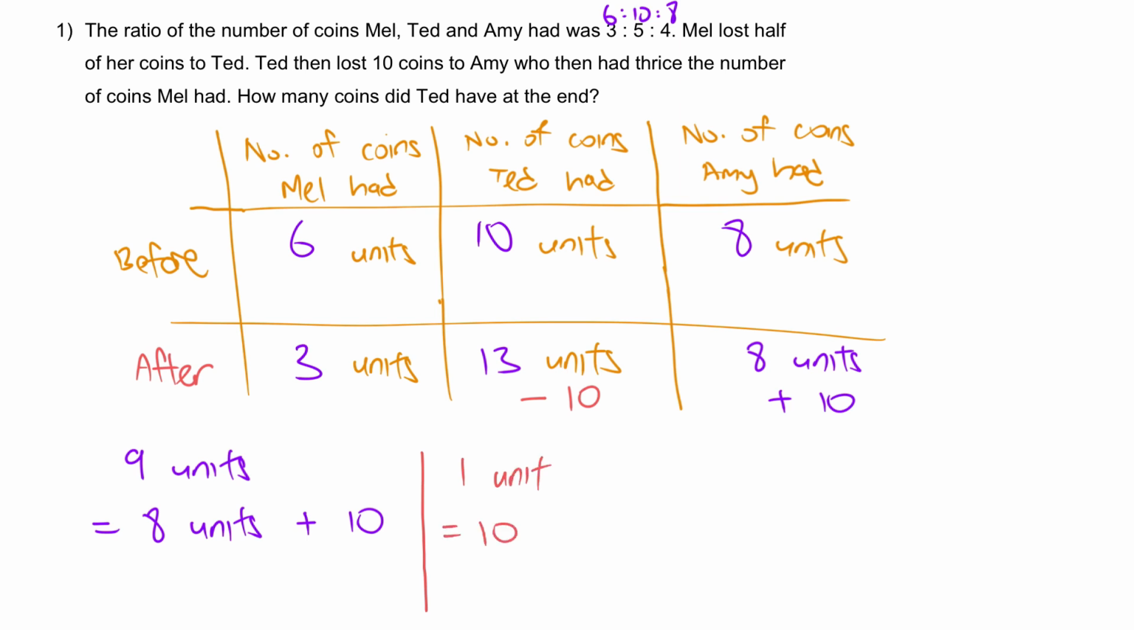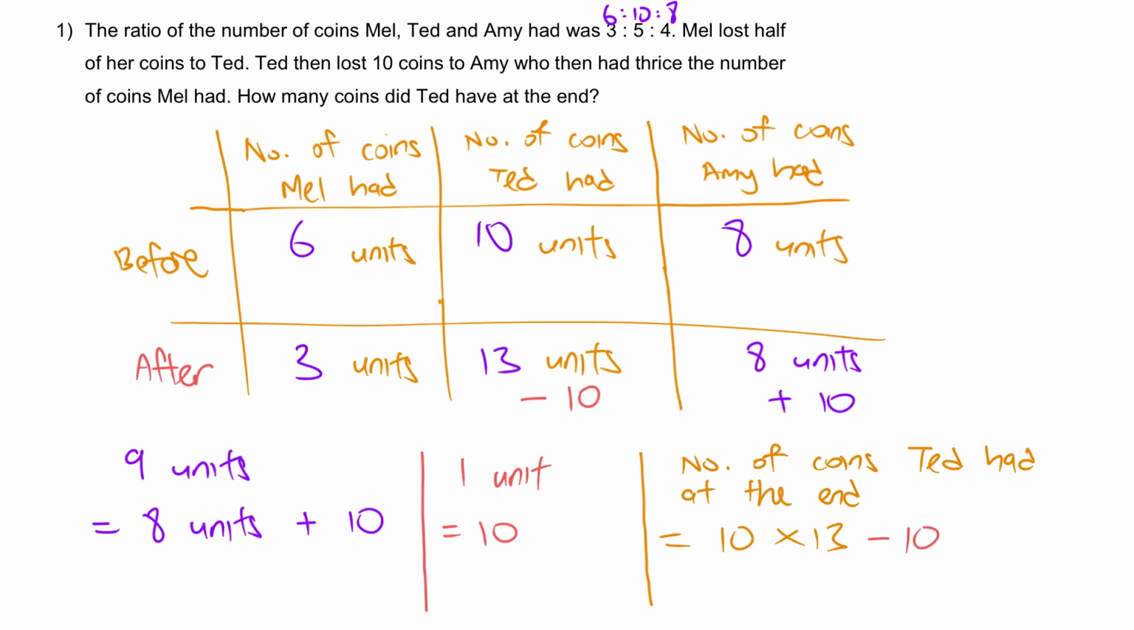From here, we can figure out the answer. How many coins did Ted have at the end? This. So, number of coins Ted had at the end, which is 13 units. So 10 times 13 minus 10, which will give us the answer of 120.